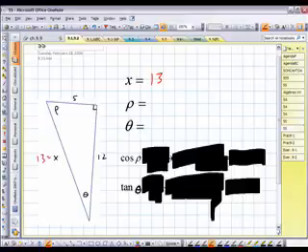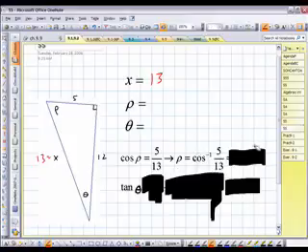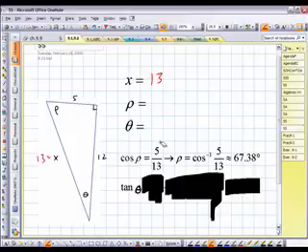we can use any trig function we want because we've got all three sides. But to get rho, I have here cosine. So that's adjacent over hypotenuse, so 5 over 13. And so to get rho, you take the inverse cosine of both sides, which comes out to about 67.38 degrees. Theta you can subtract from 180 to get 90 in this.